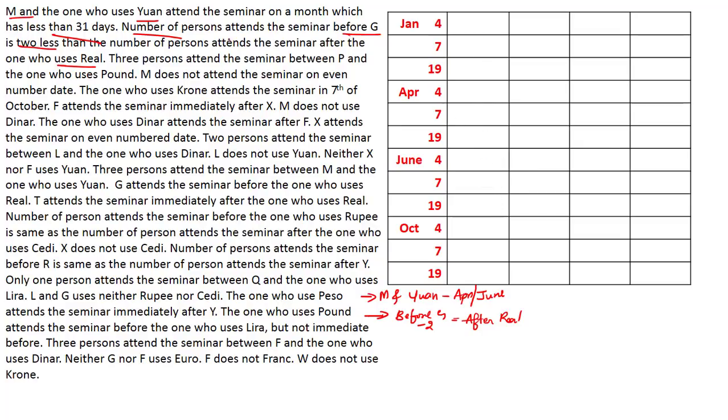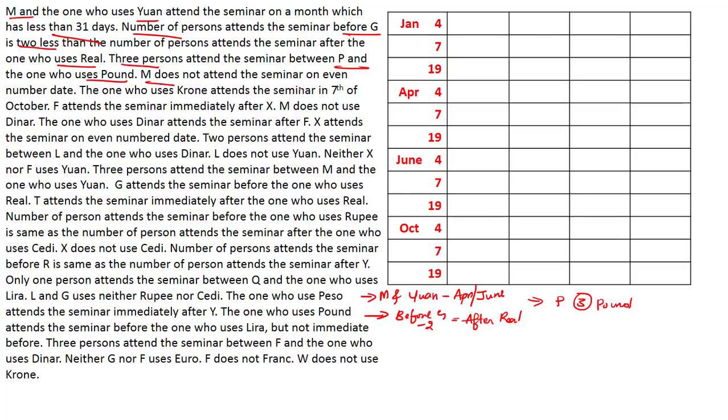Okay, the next information here is 3 persons attend the seminar between P and the one who uses pound. So between P and pound, there must be a gap of 3 persons. There must be a gap of 3 persons between P and the one who uses pound.